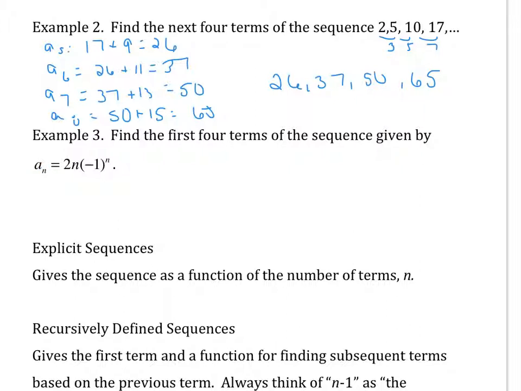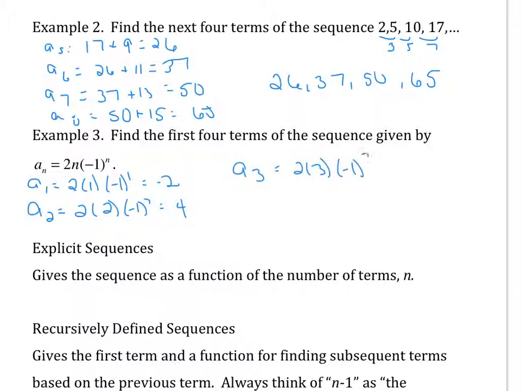So we're going to start with the first term, a sub 1. It's going to be 2 times 1 times negative 1 to the first power, which gives us negative 2. Then we're going to put 2 in, so everywhere we see n, we put 2. That's going to give me 4. And then a sub 3 is going to give me 2 times 3 times negative 1 to the third, which is negative 6. And a sub 4 is going to give me 2 times 4 times negative 1 to the fourth, which equals 8. So this is going to be negative 2, 4, negative 6, and 8.